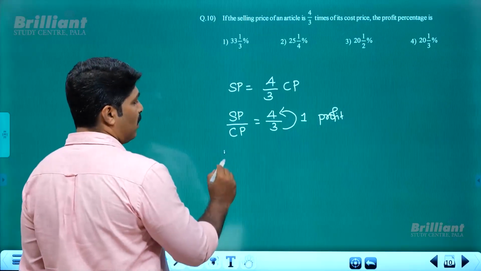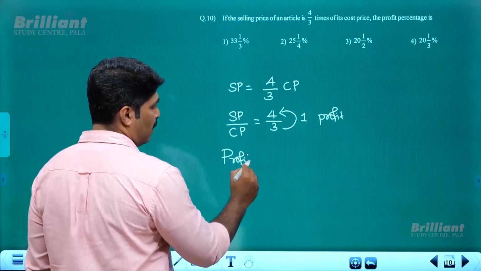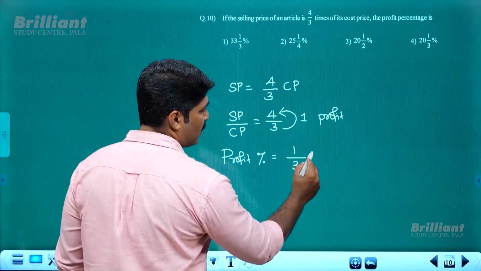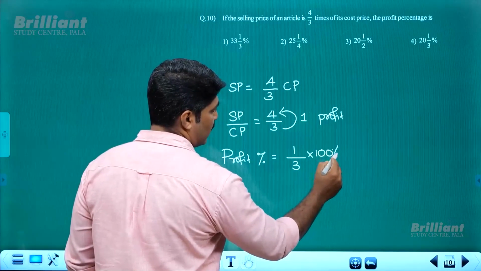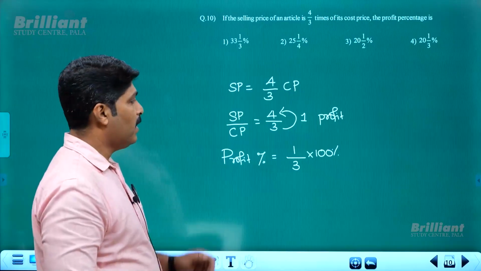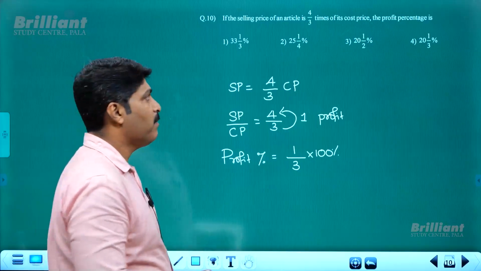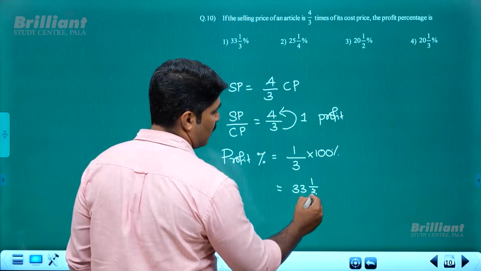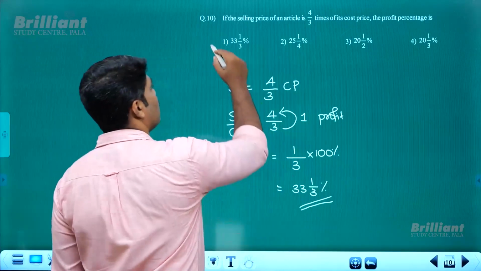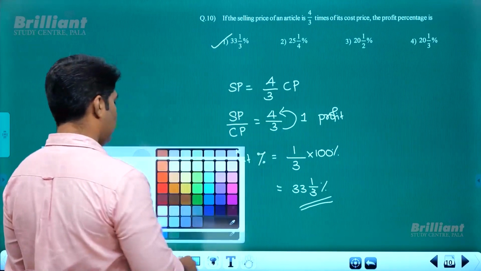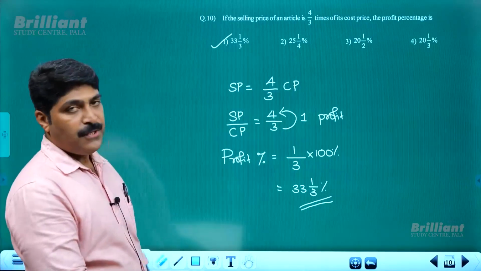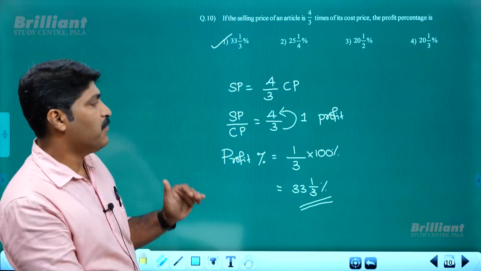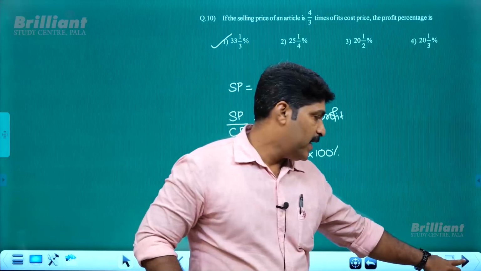Then what about the profit percentage? Here the profit percentage is: profit is what percent of cost price. That's the way to find the profit percentage. Here it's a quite familiar value. What is 1 by 3? 1 by 3 into 100 is equal to 33 and 1 by 3%. Therefore the answer is the first option. You have to keep this value in your mind whenever we are considering percentage calculations. What is 1 by 3 into 100? That's equal to 33 and 1 by 3%.